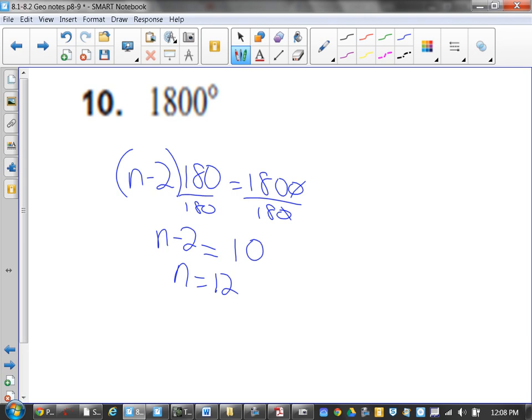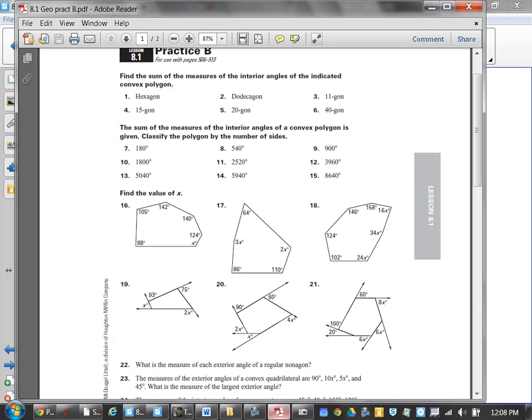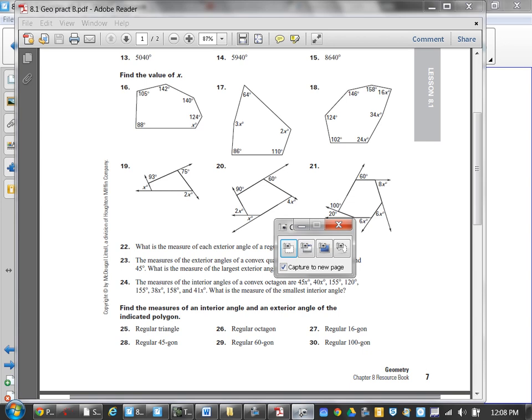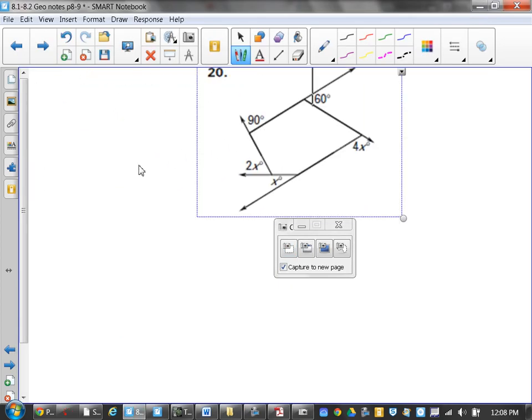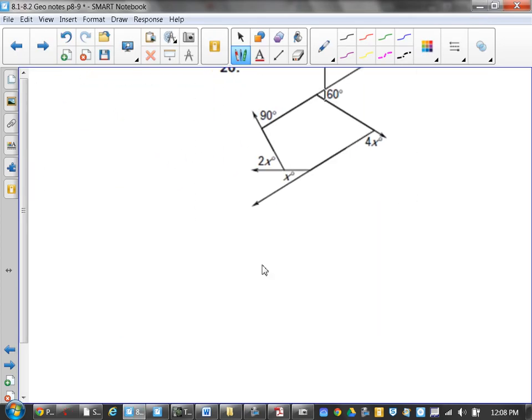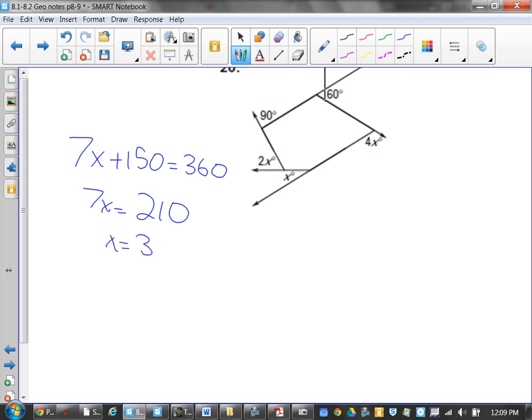20? Exterior angle. That means that all of these have to add up to equal how much? 360. All of those have to add up to equal 360. So x plus 2x plus 4x, then subtract out the 150. There you go.